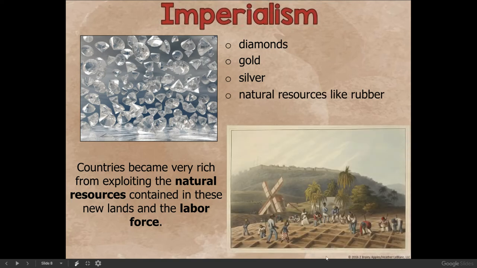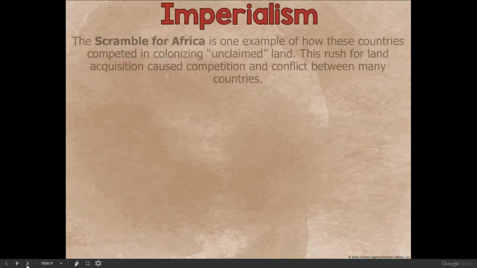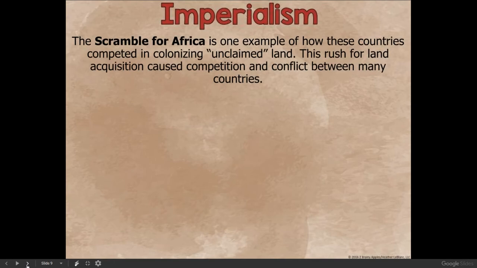And here's an example. They would enslave these people in parts of Africa, especially, and force them to work in mines or in fields, harvesting these crops or mining these natural resources to send back to Europe. So it's pretty unfair to those people in Africa that were already living there. This leads us into talking about the scramble for Africa.